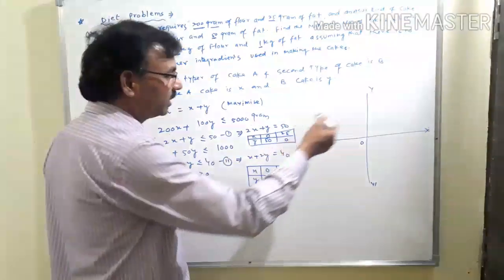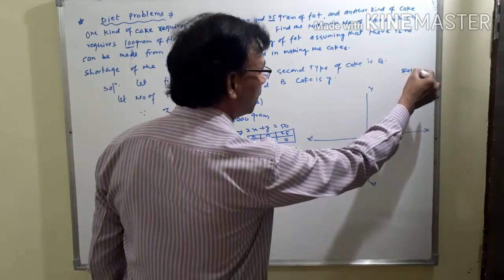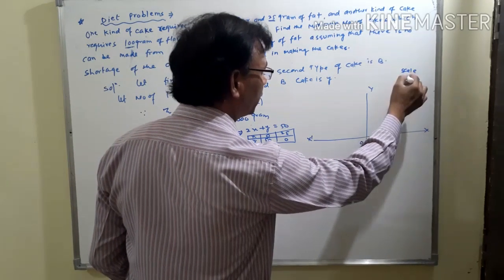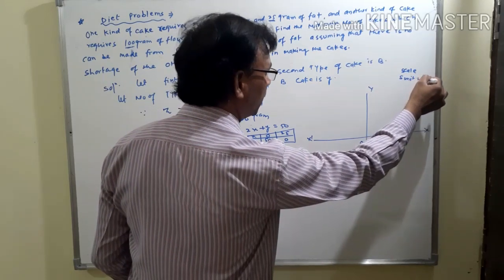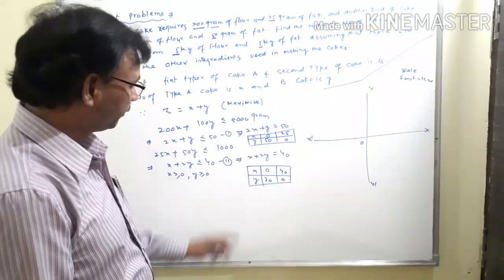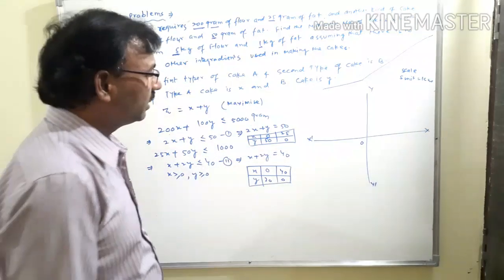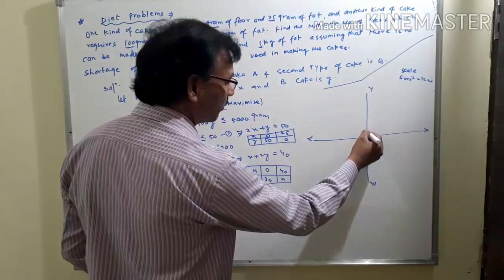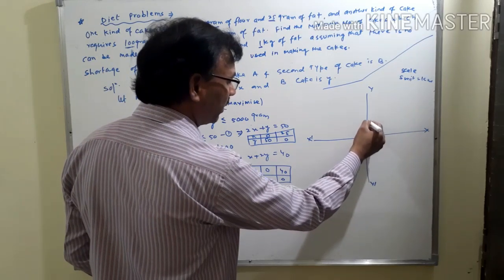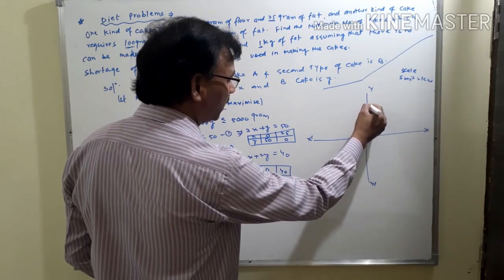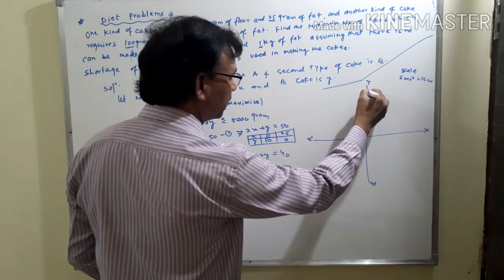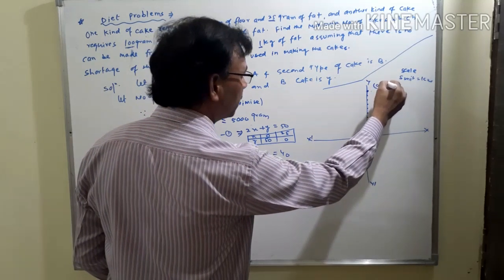First point is (0, 50). First write the scale. What is the scale? Scale means 5 units equal to 1 centimeter. So the first point is (0, 50). Suppose this is 5, 10, 15, 20, 25, 30, 35, 40, 45, and this will be 50. That means this point will be (0, 50).